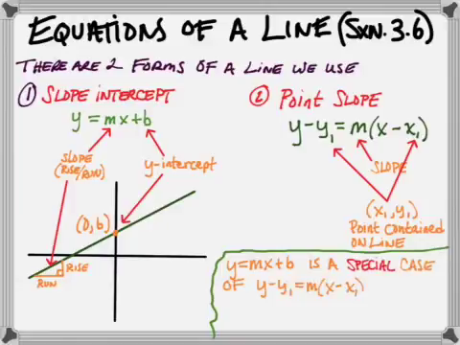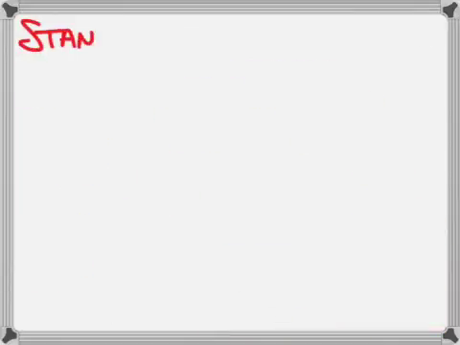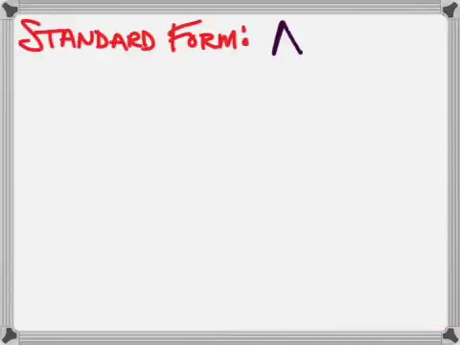y equals mx plus b is a special case. So if you were to plug in 0 and b for x1 and y1, you're going to get y equals mx plus b. So it's the same thing that we had before. So it's really one form of a line. But it's often beneficial to have the slope-intercept form, and so we will specify that as a different form of a line.